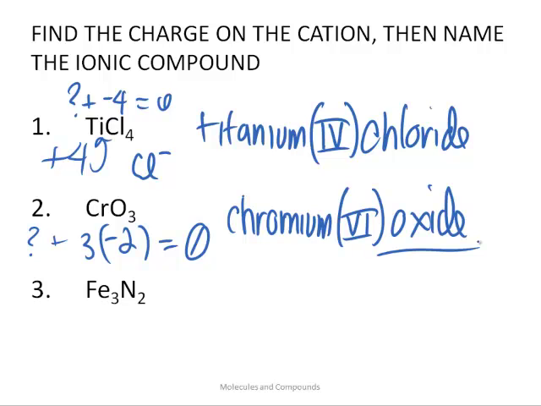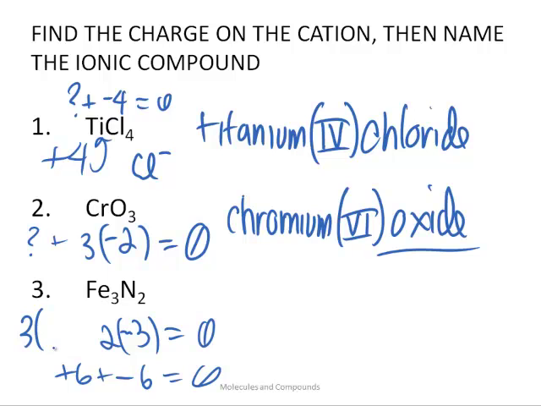And here's one additional compound, iron nitride, Fe3N2. So let's figure out what we can do here. We know that nitrogen is a -3 anion. We know that there are 2 of them, so overall that's going to be -6. So we know that has to be a +6 coming from the cations to equal 0. There are 3 irons, so we can divide that charge by 3 to give us a +2. So this is iron(II) nitride.